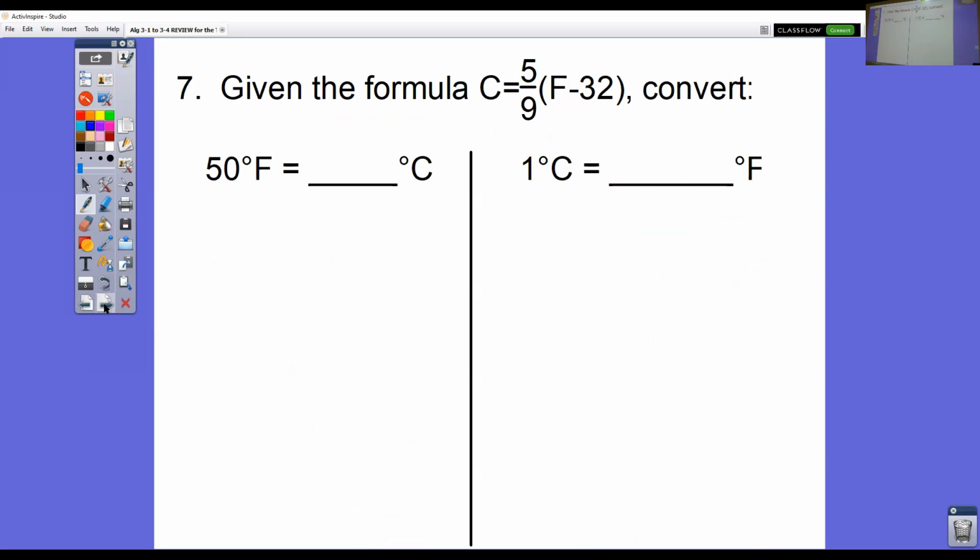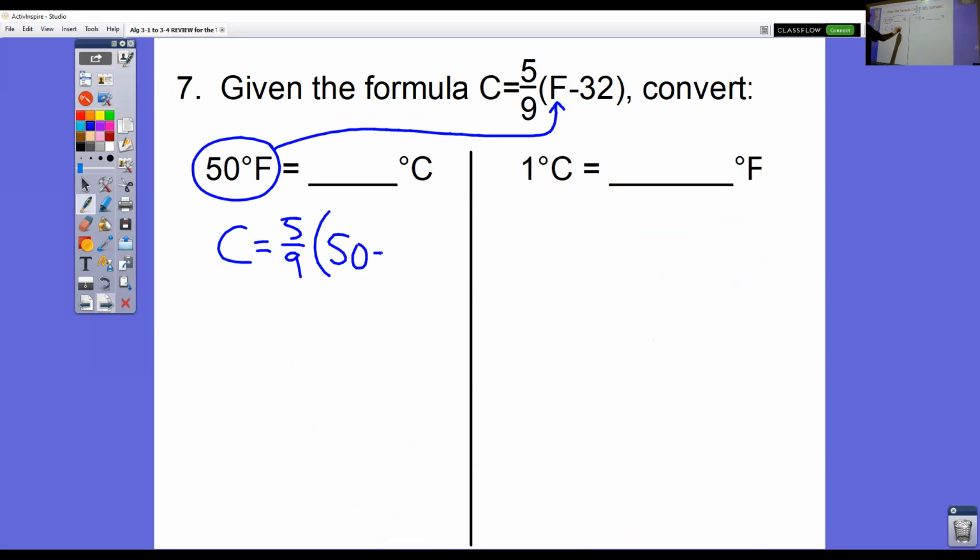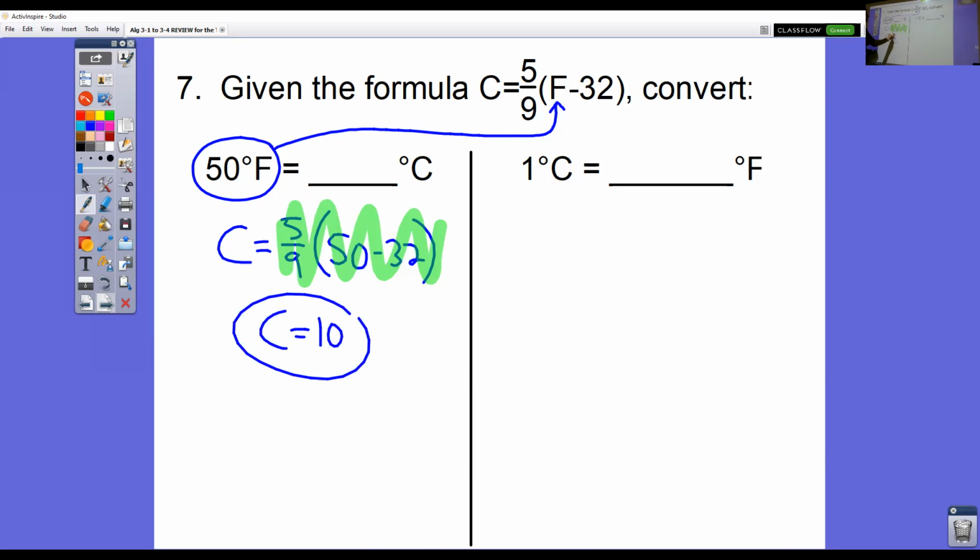For question number 7, given the formula, convert the following. So in this first one, we have 50 degrees Fahrenheit. We're going to take that 50. We're given the F, so we want to sub it into the formula where the F is. So you have C equals 5/9 times 50 minus 32. We're going to sub in that F where it belongs in the formula. So you could just type this right into the calculator, and you get C equals 10.